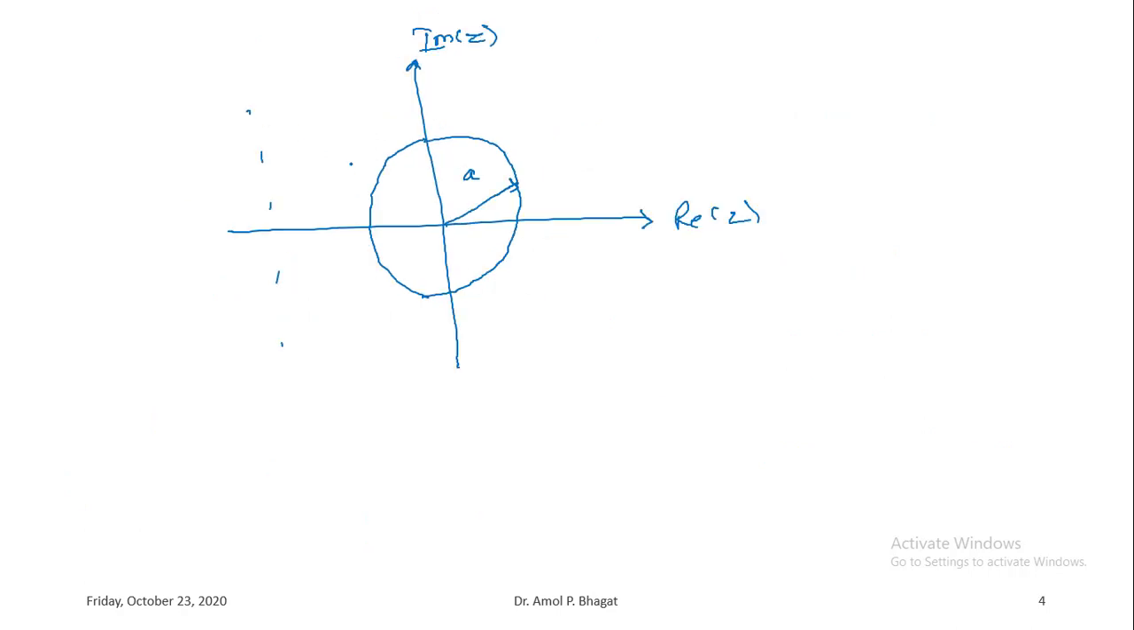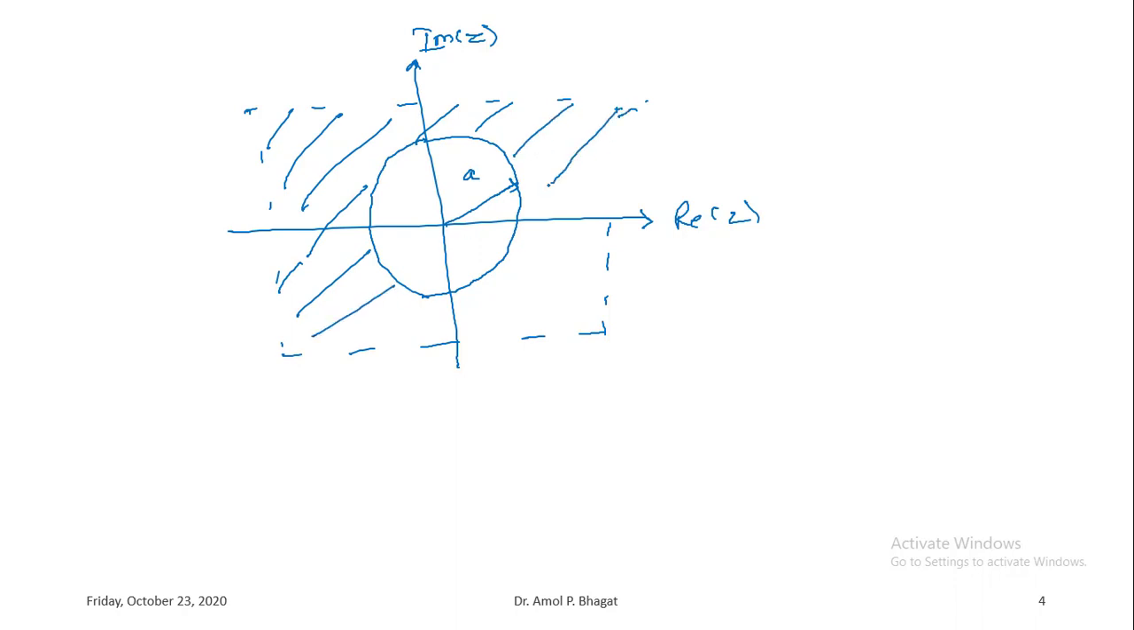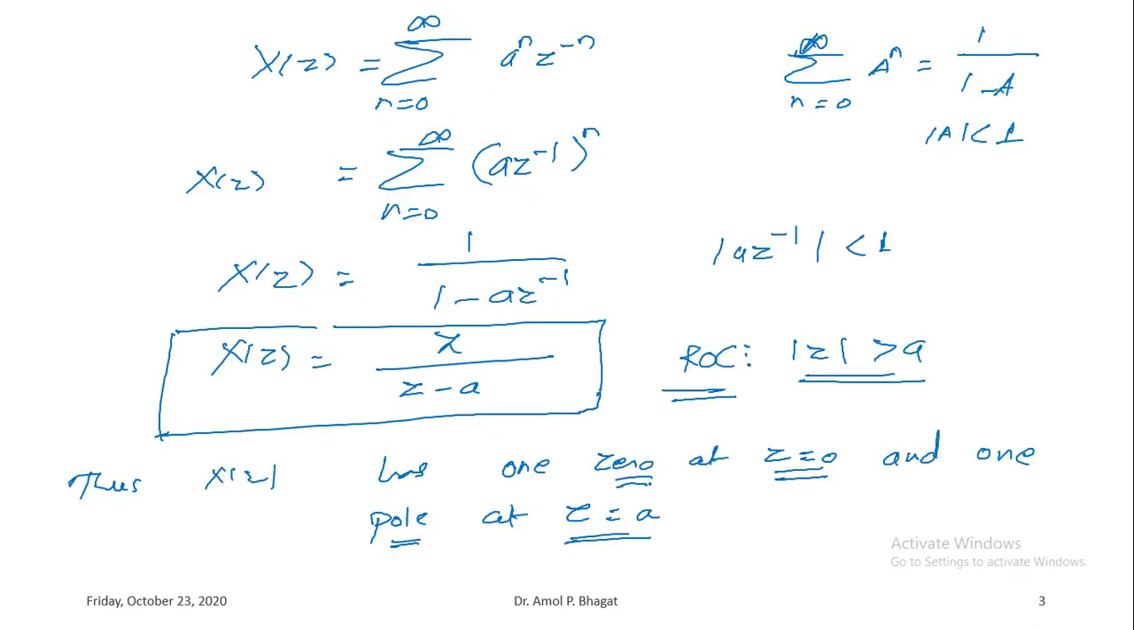So here you can represent the ROC. We have seen already how to plot the ROC. So this will be the ROC which is greater than a. For all values of z greater than a, the X of z will be finite. So this will be the ROC. Now on this ROC plot you can represent the poles and zeros.